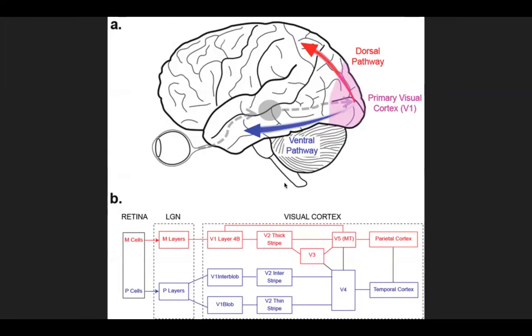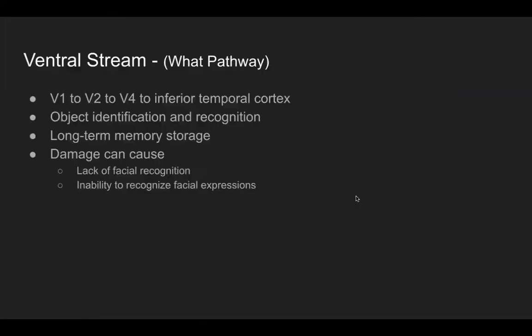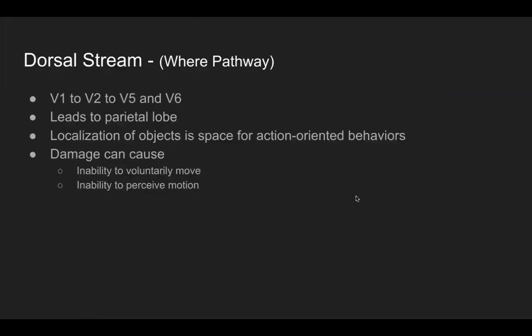So looking at these pathways, specifically the dorsal stream is known as the where pathway. And this pathway leads from the primary visual cortex to V2 to V5, mostly V5, and then also V6. And this, again, is that upper stream, so it's going to lead to the parietal lobe. And this dorsal stream focuses on localization of objects in space for action-oriented behaviors.